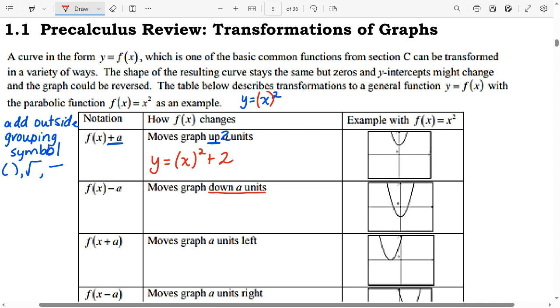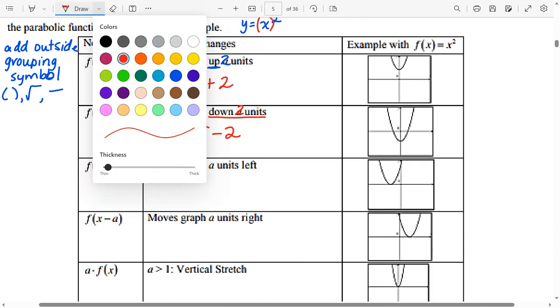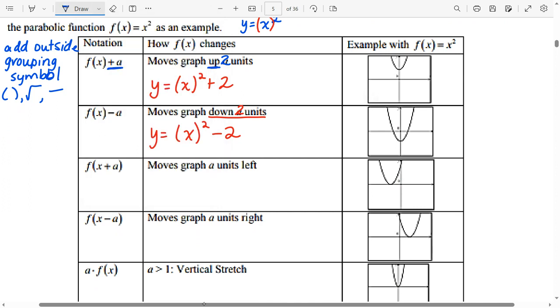If I want to shift it down 2 units, we're going to say all these a's are 2's. Y equals x squared minus 2. Now if I want to move it to the left, I'm going to add a number inside the grouping symbol, so that would look like y equals x plus 2 squared. That's going to shift it left 2. And that plus is going to make it feel like the opposite, but that's how it is. And then minus a: if I want to go to the right, y equals x minus 2 squared.